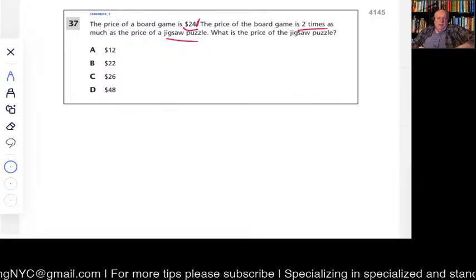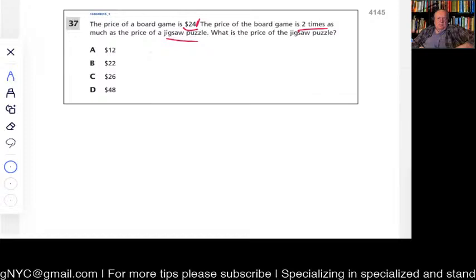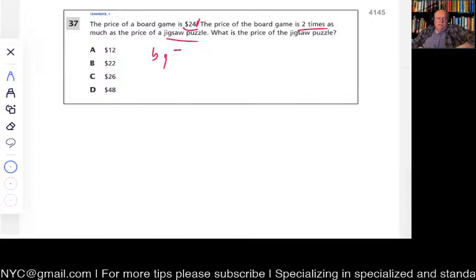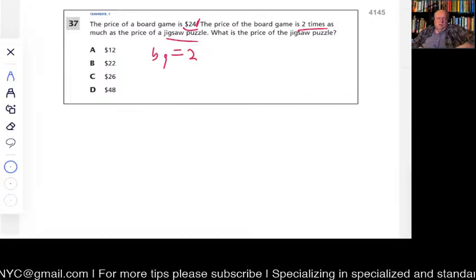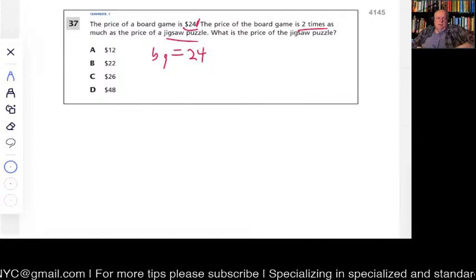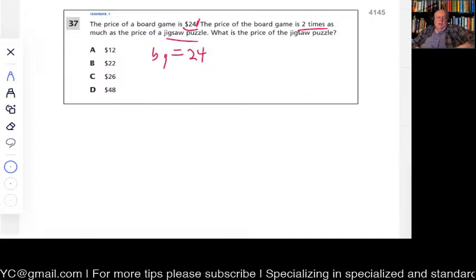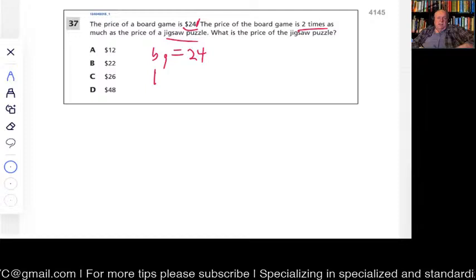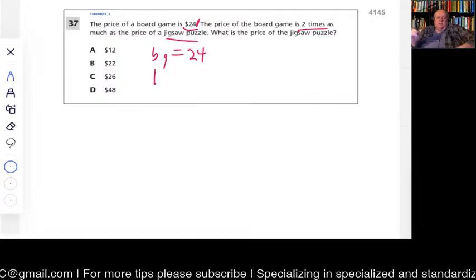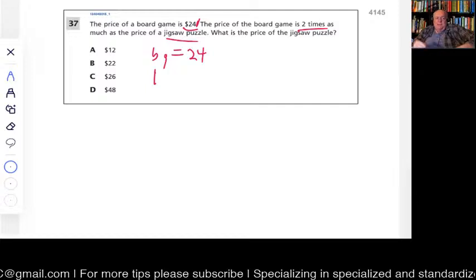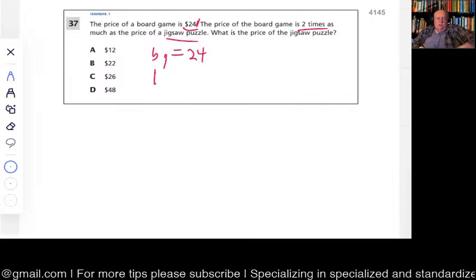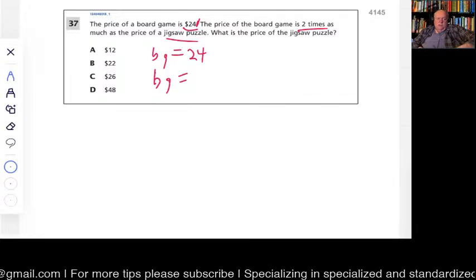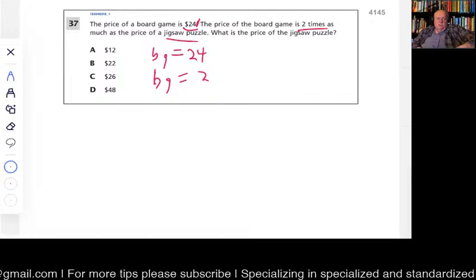Okay. So the price of a board game, the board game is 24. Okay. Is normally means equals in math. Okay. The price of the board game is 2 times, because now they're also telling us something else. The price of the board game is $24, and then they repeat the price of the board game is. Okay. So the price of the board game also is equal to 2 times the jigsaw puzzle.